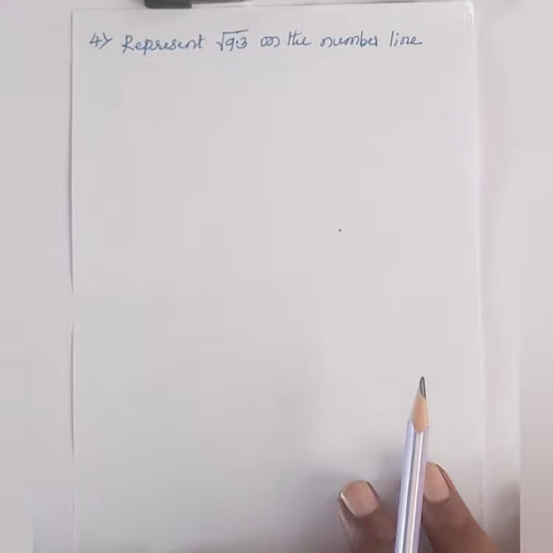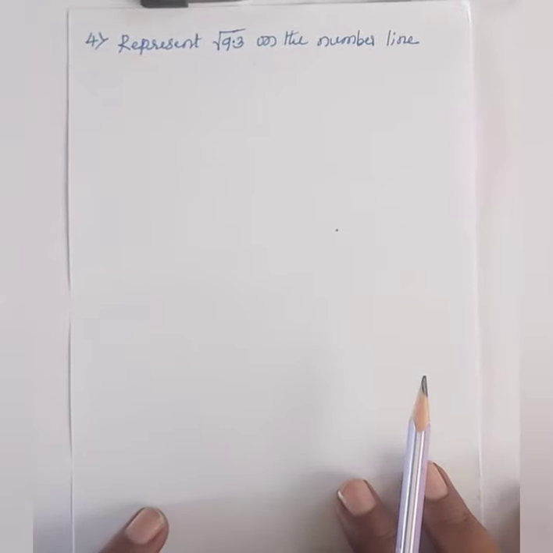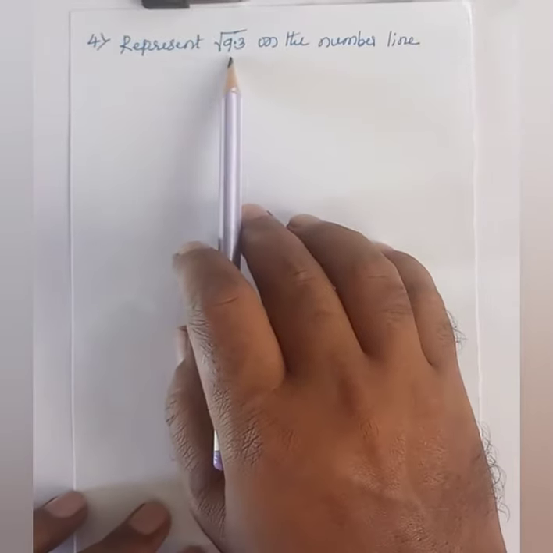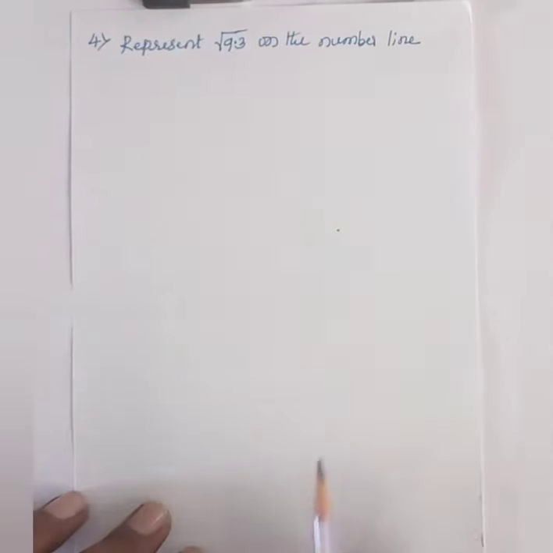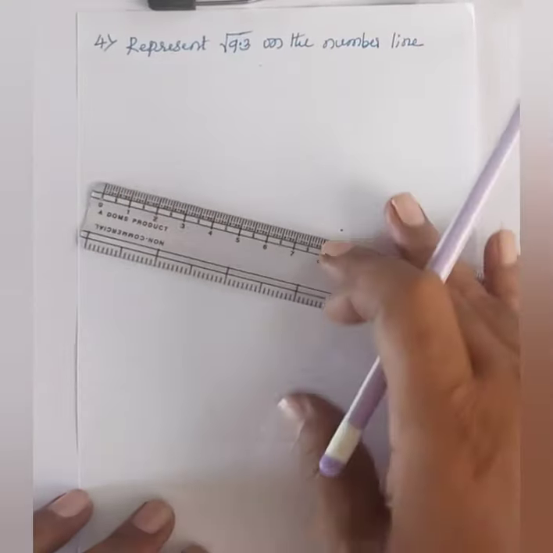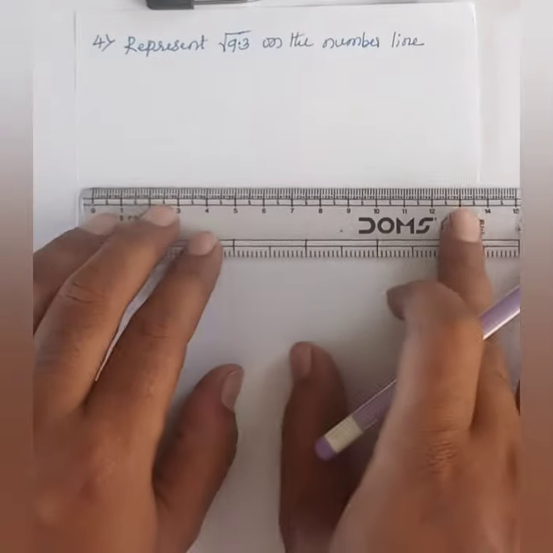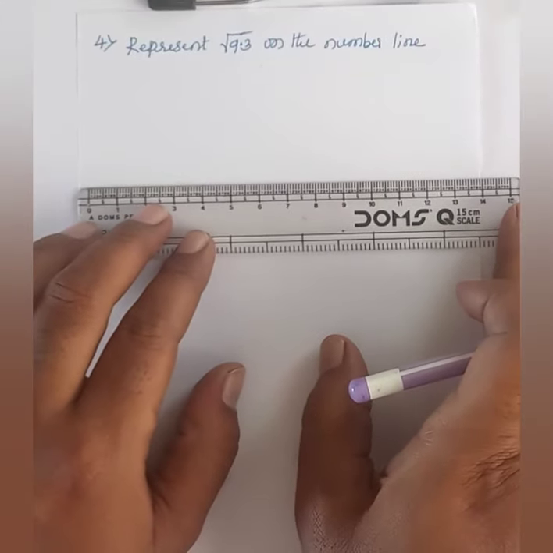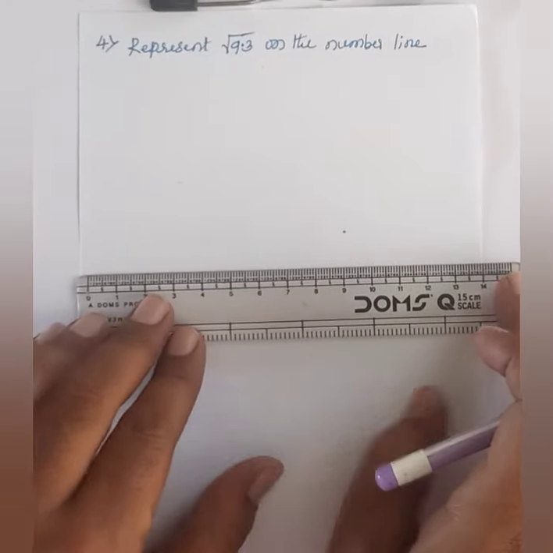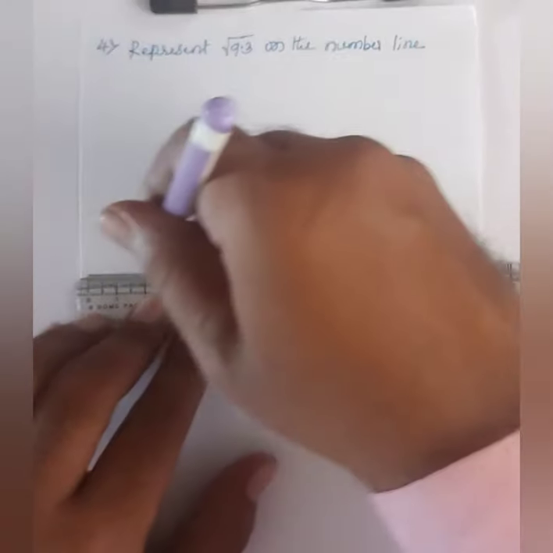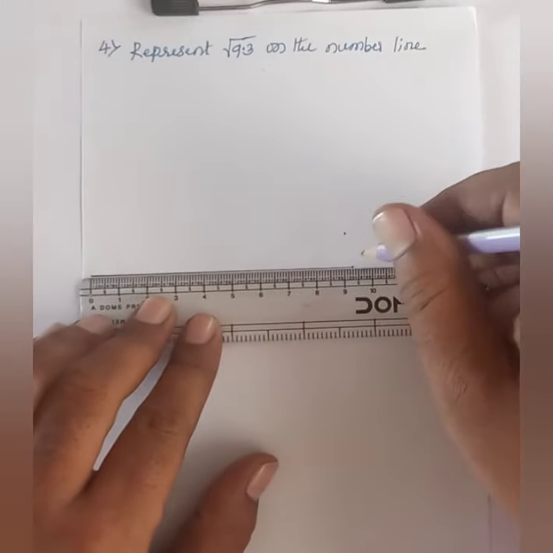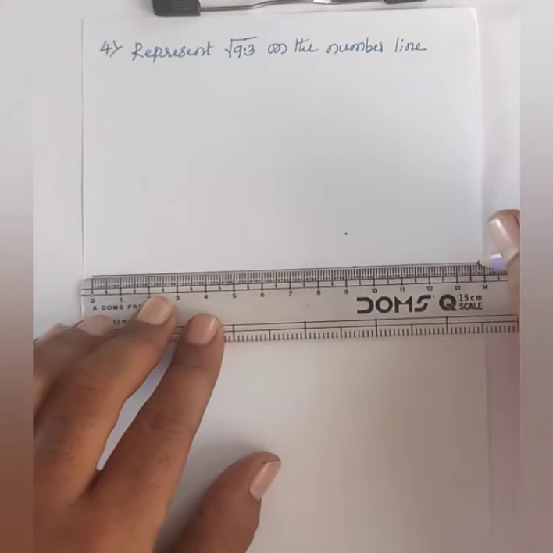Now discuss question number 4 from exercise 1.5. Represent square root of 9.3 on the number line. Already you know, I showed one example also. First step is you have to draw 9.3 centimeter from your scale. Draw 9.3 centimeter length, or you can extend that one.